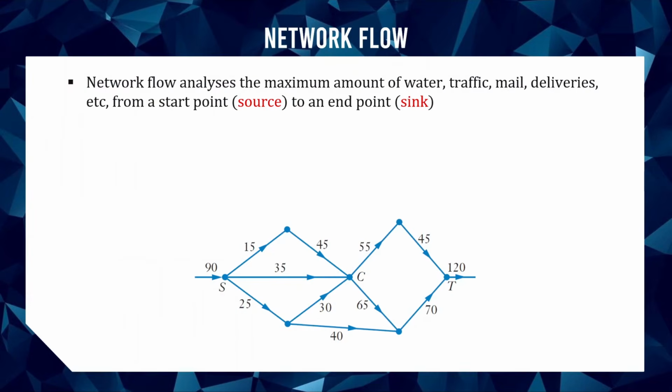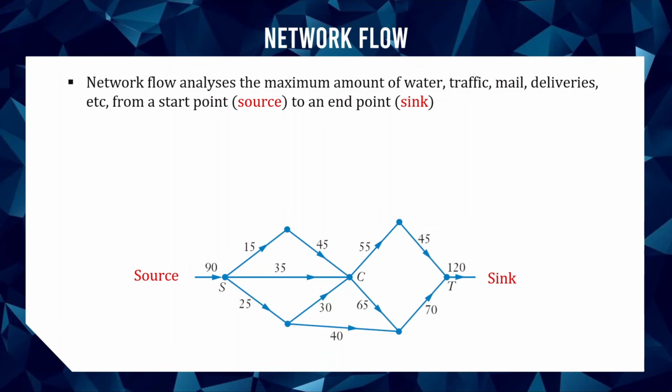Let's talk about network flow first of all. Network flow problems are looking at how much stuff we can get from one point to another point. Usually that stuff in these kind of questions will be things like traffic or water or mail deliveries, that kind of thing. Our starting point we refer to as the source of the problem, and the end point is called the sink. Now, we've got to think about how much stuff we can get through some of these vertices.